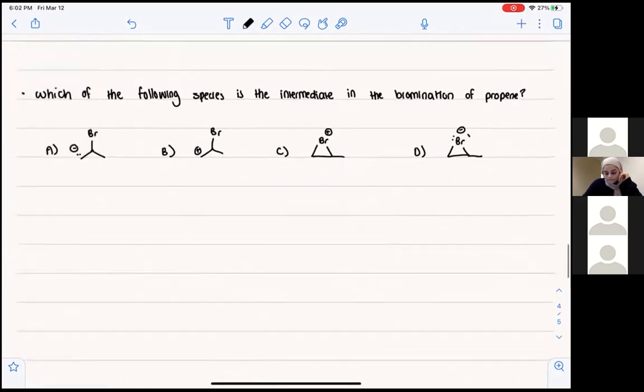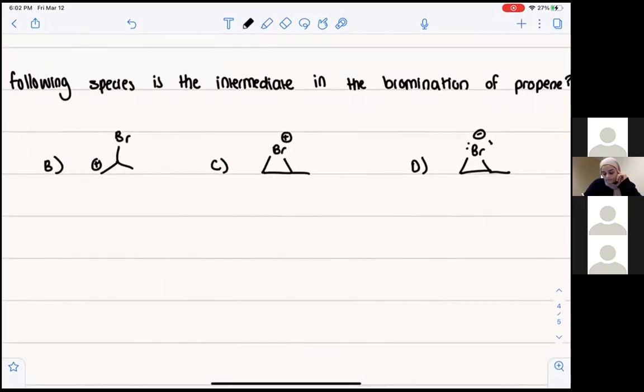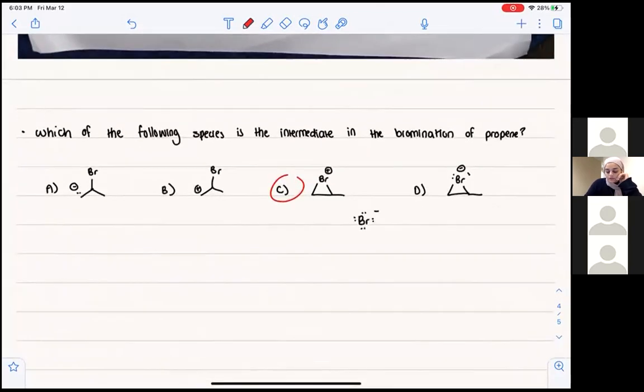I'm thinking C or D, but I'm leaning a bit more to C. But I'm not entirely sure. I know there's a bridge for sure. So pretty much the answer here is going to be C, and what's going to happen is that this Br would come and attack this carbon so that these electrons can go over there so that we can get a final product of this.